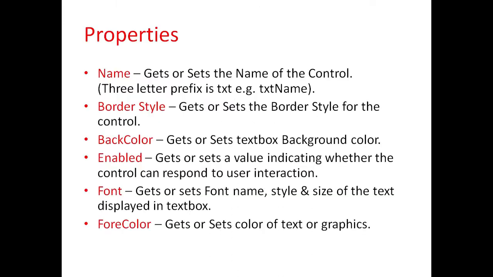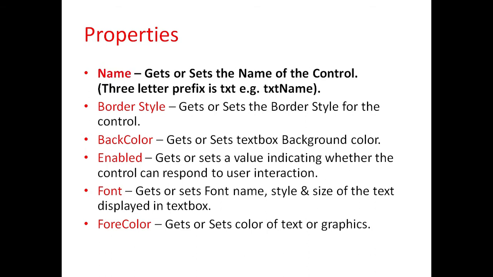Different properties of text box controls are: first is name, which is used to get or set the name of the control. The three-letter prefix is txt, for example, txtName, which specifies the control is a text box. Next is border style, which is used to get or set the border style for the control.